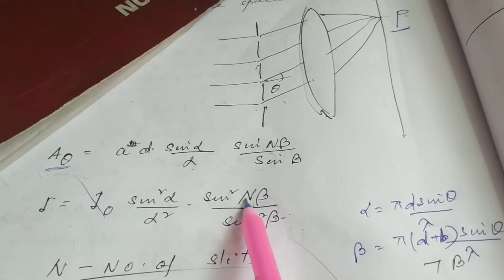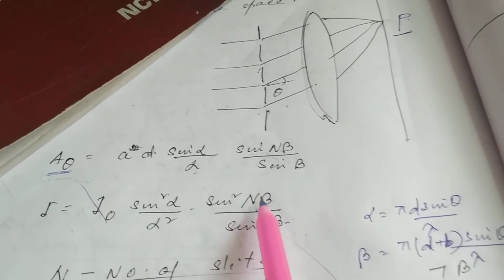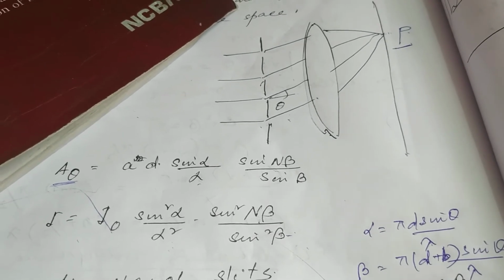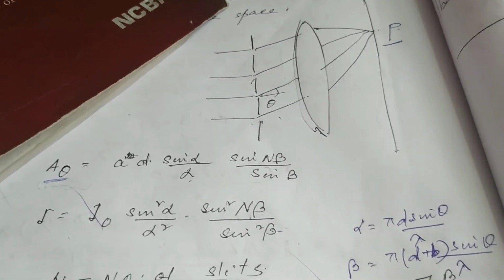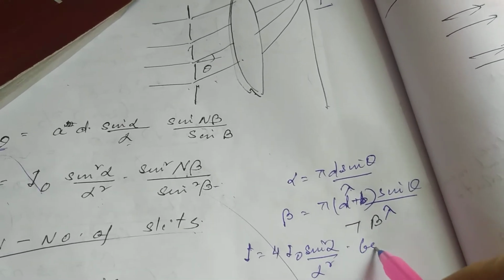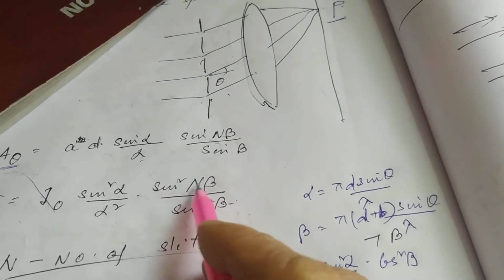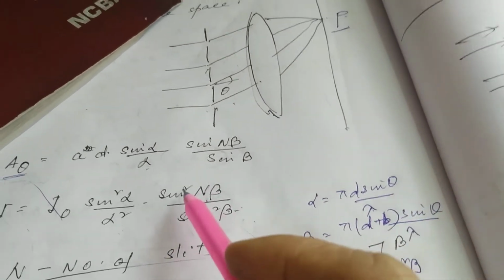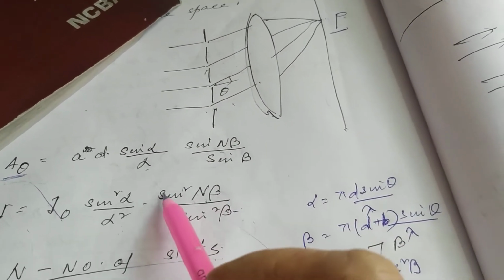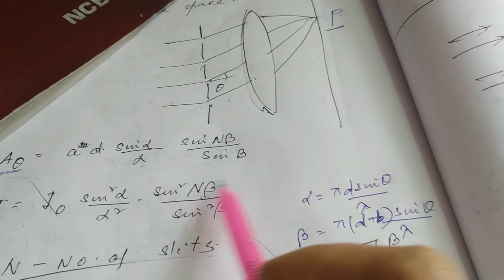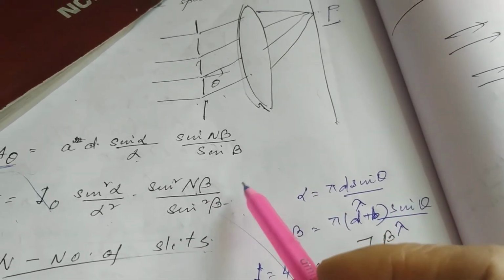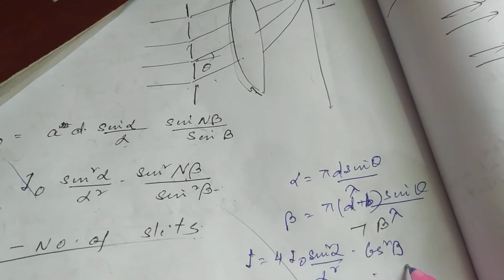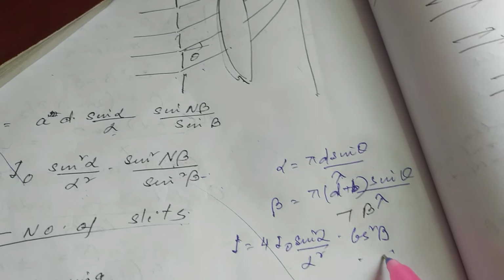Now if you put N equal to 2, then you will get the formula for the double slit, that was 4 I0 sin square alpha by alpha square into cos square beta. Because if you put N equal to 2, sin 2 beta is equal to 2 sin beta cos beta. So here you will get 4 sin square beta cos square beta. Sin square beta will cancel in the numerator and denominator, so it will remain cos square beta. So we get the same formula that we have already studied.